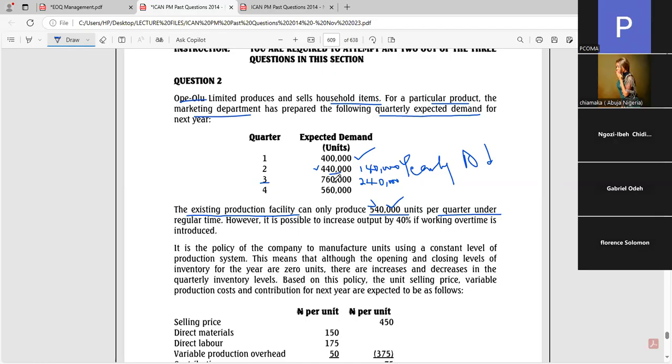780. That means we can meet up with the whole 760 in the third quarter. Does that make sense? And we'll still have a closing stock of 20,000. That closing stock of 20,000, add it to your 540. That will give us 560.